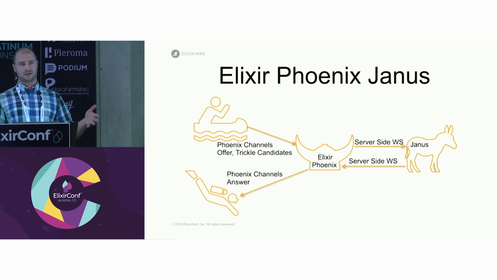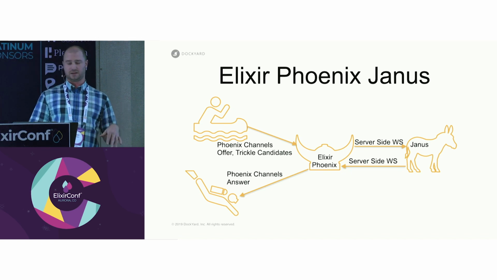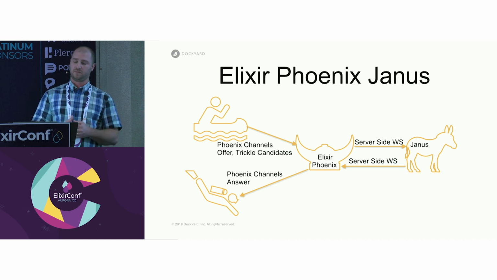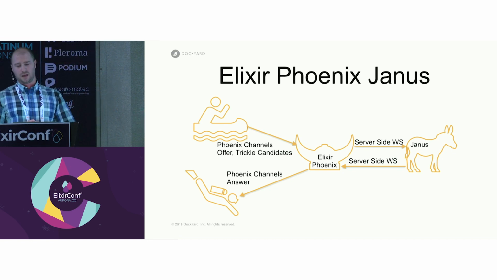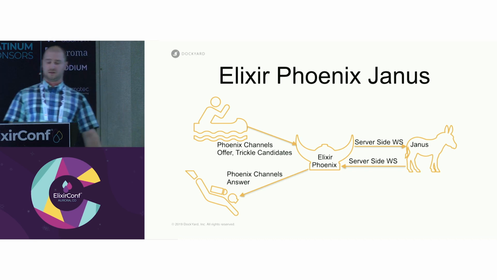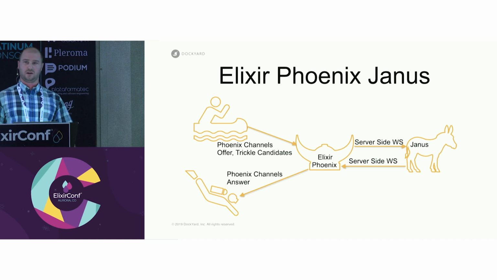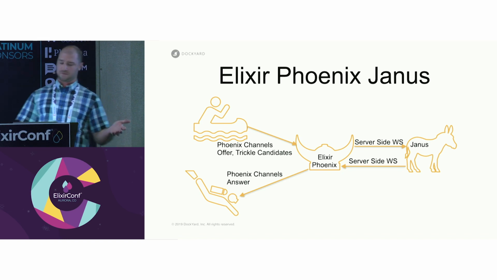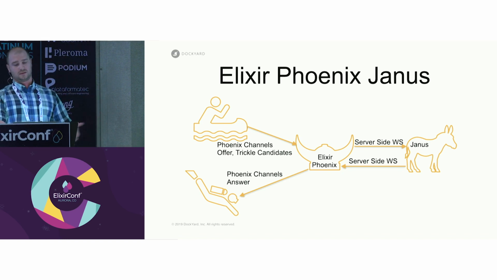So this is kind of where I ended up, with basically Elixir Phoenix in the middle, and you have Phoenix channels as the transport layer, not just WebSockets, but the channel is the room for the client. And in this case, there's also a server-side WebSocket going from Elixir Phoenix to Janus. So there's a middleman. But for good reason, using a middleman, we get to reduce that big old nasty JavaScript implementation. So it means more Elixir code, less JavaScript.